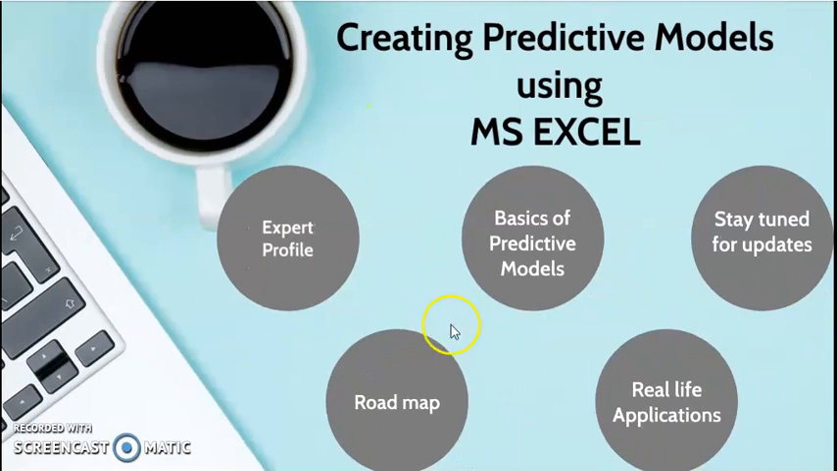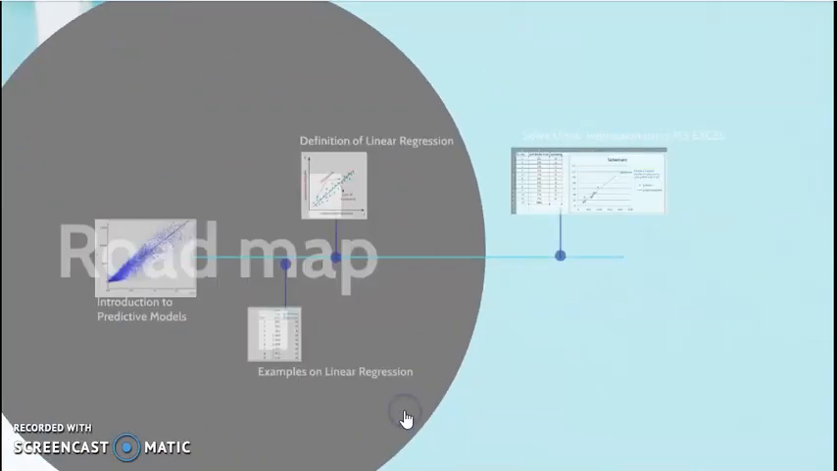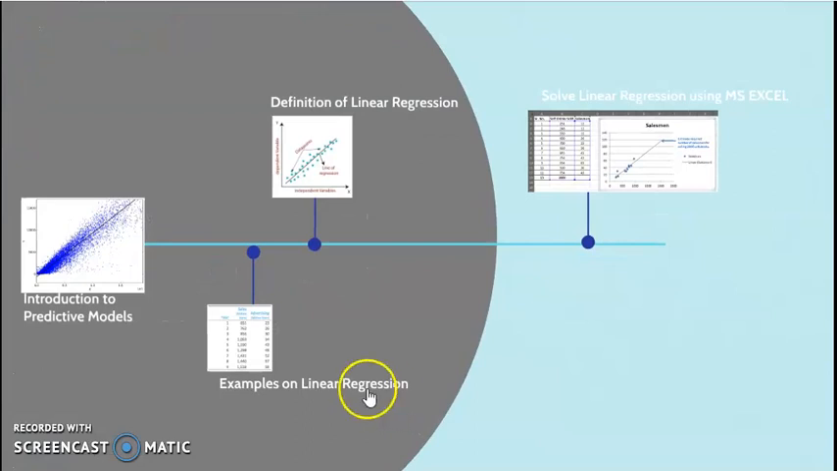Now, let us have a look at the roadmap for these sessions. In our first session, we'll be having an introduction to predictive models, having a know-how about what a predictive model basically is. In our second session, we will get into linear regression. In our third session, we will see some examples on linear regression. So basically, we'll be trying to solve some numericals on linear regression. And our last session would cover linear regression using MS Excel.